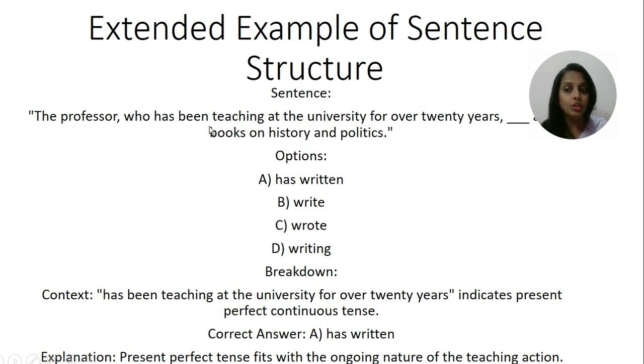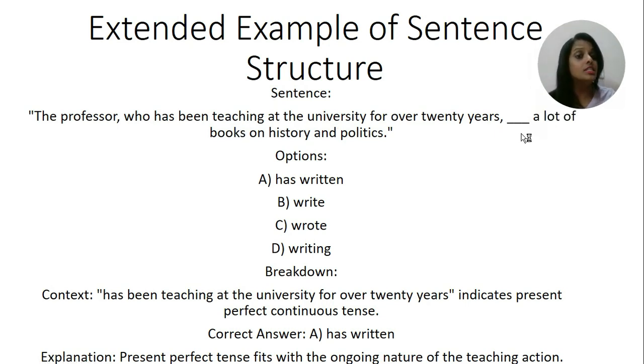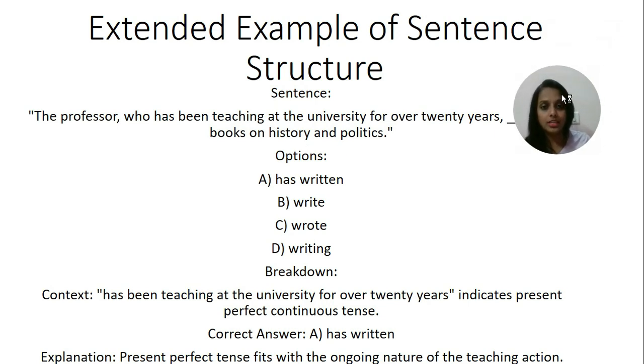The professor who has been teaching at the university for over 20 years dash a lot of books on history and politics. And we have four options here. Has written, that's the first option. Write, wrote, and writing. If you see all the options, what you need to consider is who has been teaching at the university for over 20 years.